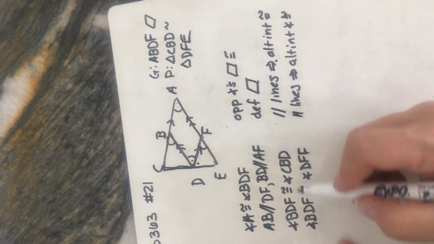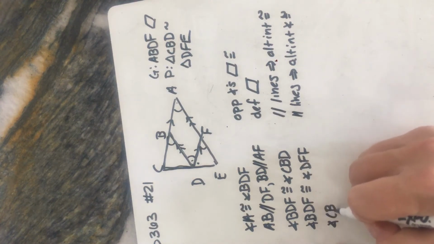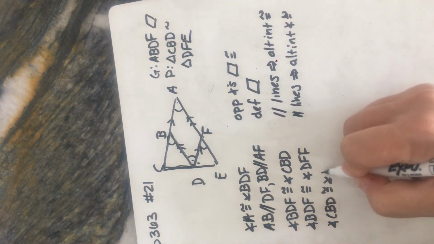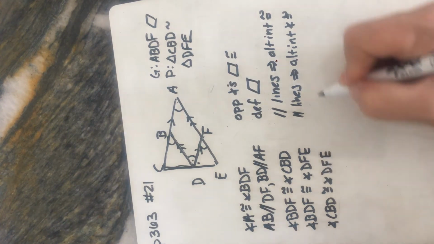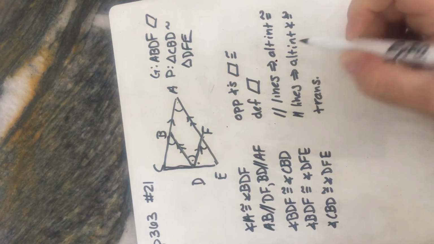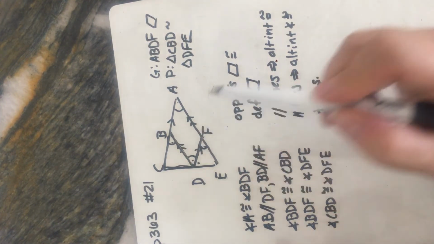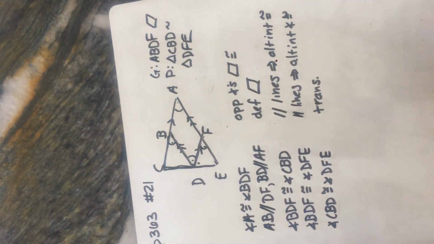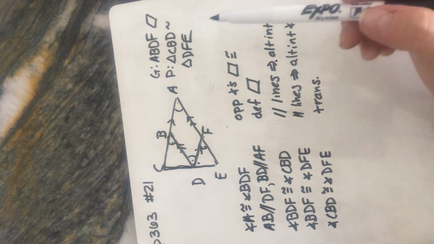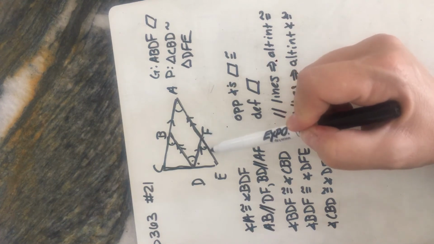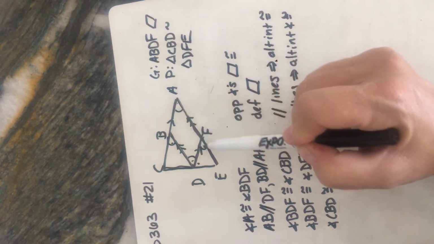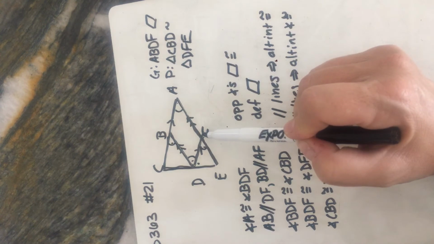So then we've got a transitive property here, right? So angle CBD is congruent to angle DFE by the transitive property. So we've got one pair of angles congruent. We need two, right? Let's see. What else can we get from this? Or we can do sides. So let's see, this piece here.